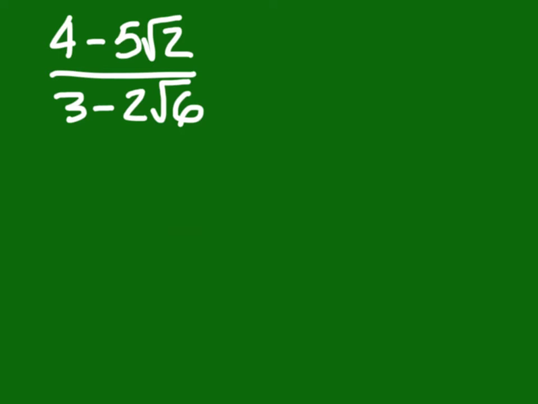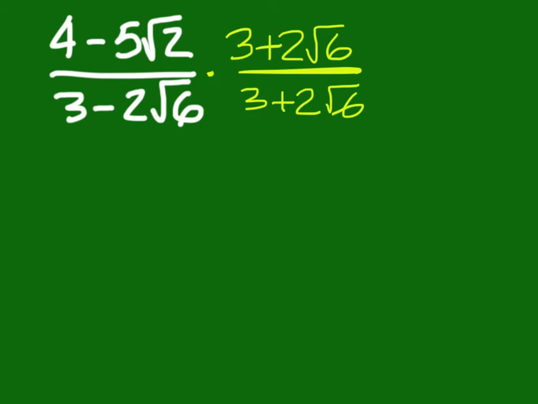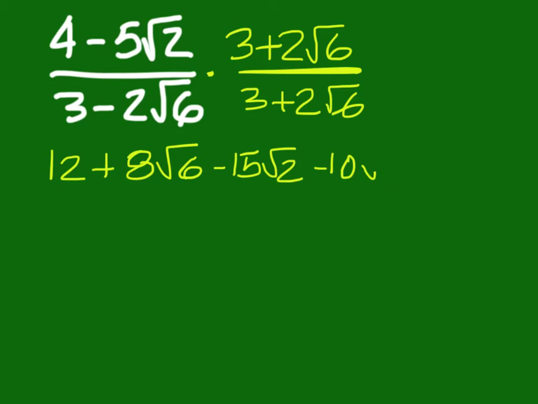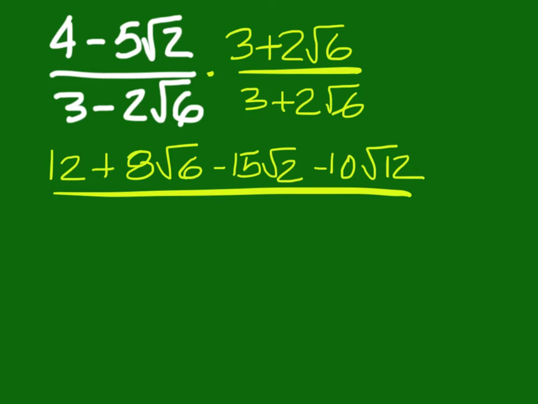Alright, bonus problems. On this problem, you're going to have to multiply the top and the bottom by 3 plus 2 square root of 6. And when you multiply on the top, you should come up with 12 plus 8 square root of 6 minus 15 square root of 2 minus 10 square root of 12. And on the bottom, you'll have 9 minus 4 times 6, which is 24. That would give me a negative 15.